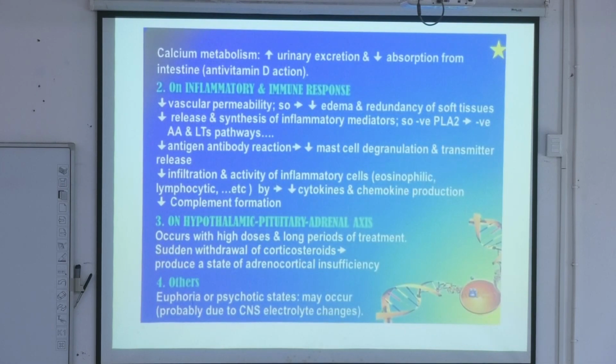Calcium metabolism: glucocorticoids increase urinary excretion of calcium and reduce absorption from the intestine. Now inflammation. We have already discussed that glucocorticoids reduce inflammation. And how do glucocorticoids reduce inflammation? Two ways, through glucocorticoid receptors in the cytosol and membrane.